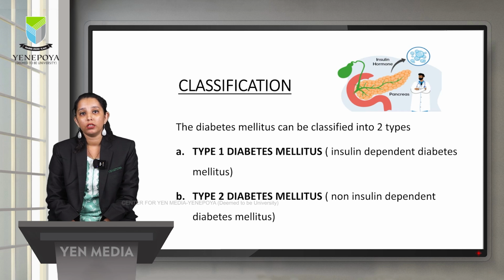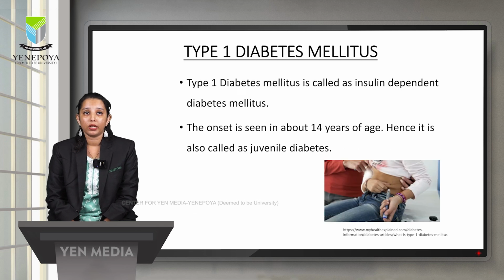So classifying the diabetes mellitus, we have two types, that is type 1 diabetes mellitus and type 2 diabetes mellitus. So the type 1 diabetes mellitus is called as insulin dependent diabetes mellitus, whereas the type 2 diabetes mellitus is called as non-insulin dependent diabetes mellitus. Let's go in detail about the type 1 diabetes mellitus.